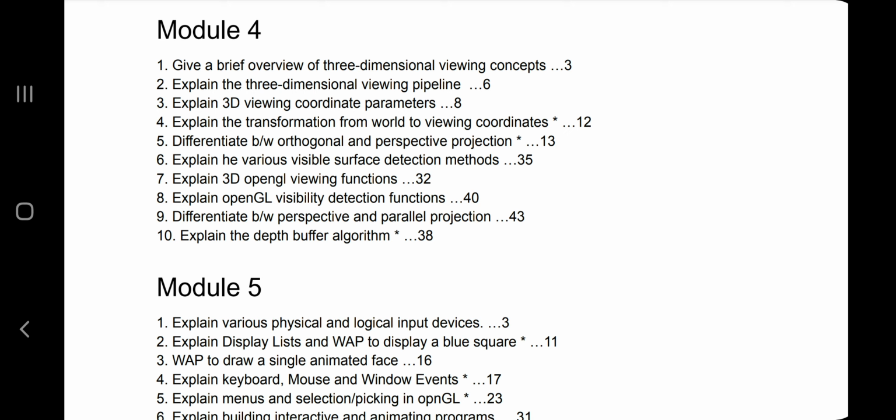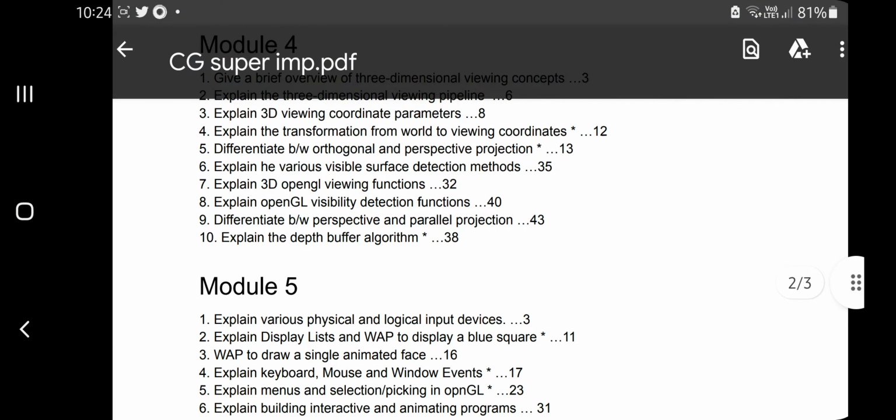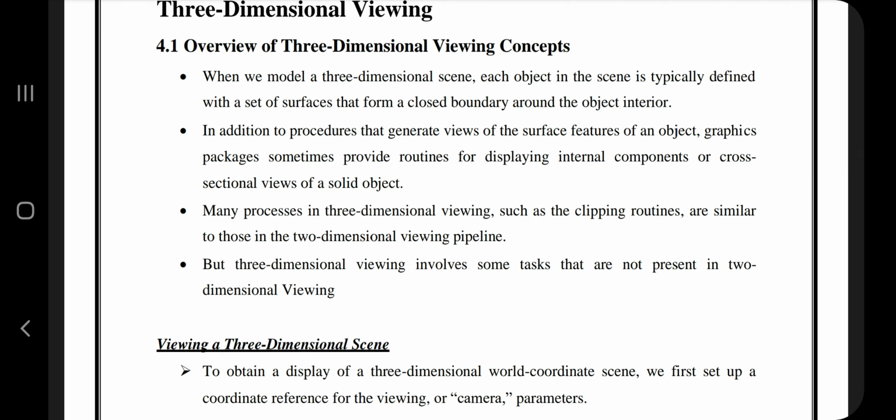So let's get started with the first one. Give a brief overview of 3-dimensional viewing concepts. Basically you just need to know the overview of 3D viewing concepts. So this is the overview of 3-dimensional viewing concepts. Here we have the modeling and the viewing and the projection and the clipping routines. So how does the object get viewed in 3 dimensions, and what are the concepts, algorithms, and formulas we use, as well as the functions that we'll be discussing now.